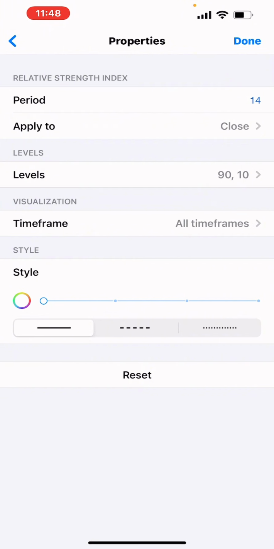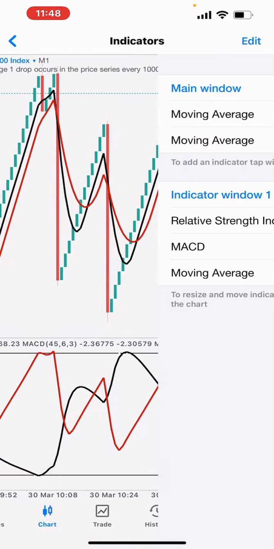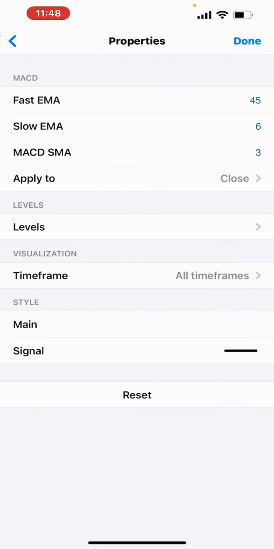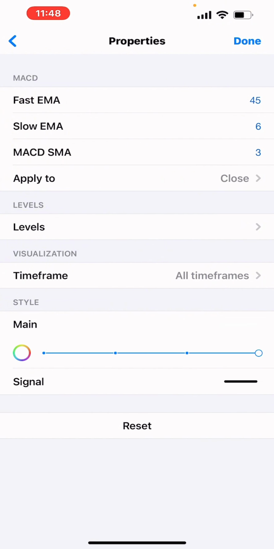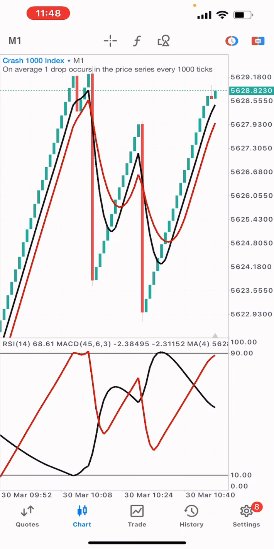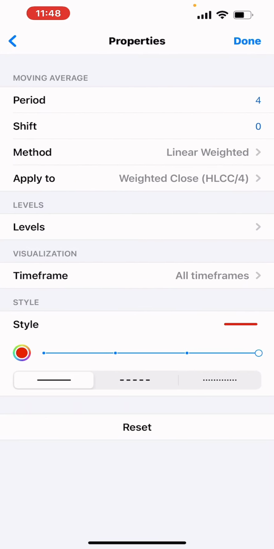Just click on done, and then we have the next indicator, the MACD, fast EMA 45, slow EMA 6, MACD SMA 3, applied to close. We have the signal black, and the main we are not interested in, so it should just be white. Then we have the last indicator, which is the moving average, period 4, shift 0, method linear weighted, applied to weighted close. Just the same parameters. Just copy the whole thing.